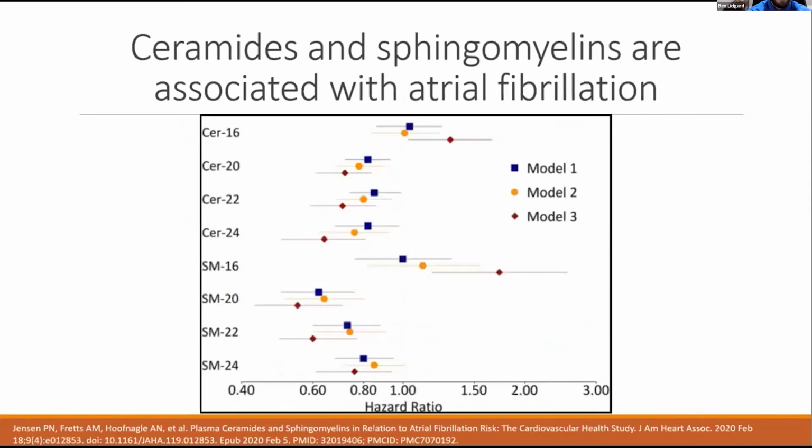Using the same cohort and the same sphingomyelin data, they then repeated this study with atrial fibrillation as their outcome, and again found a strong positive correlation between shorter chain ceramides and sphingomyelins and risk of atrial fibrillation, and a negative correlation between longer chain ceramides and sphingomyelins with risk of atrial fibrillation.